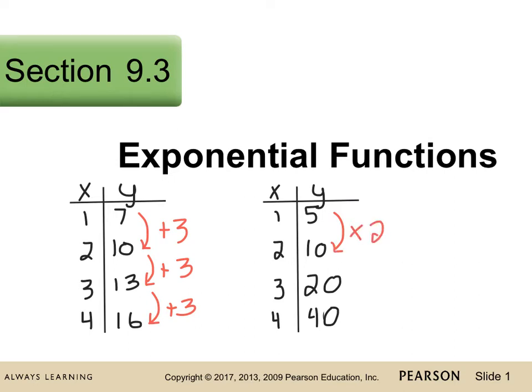So in this example, I can see to get to 10, I could either think of it as 5 plus 5, but that pattern doesn't work for the next ones. It looks like it's always being multiplied by 2.